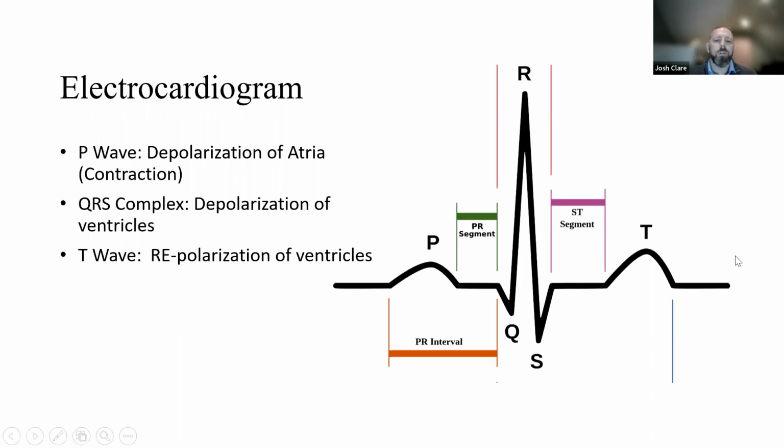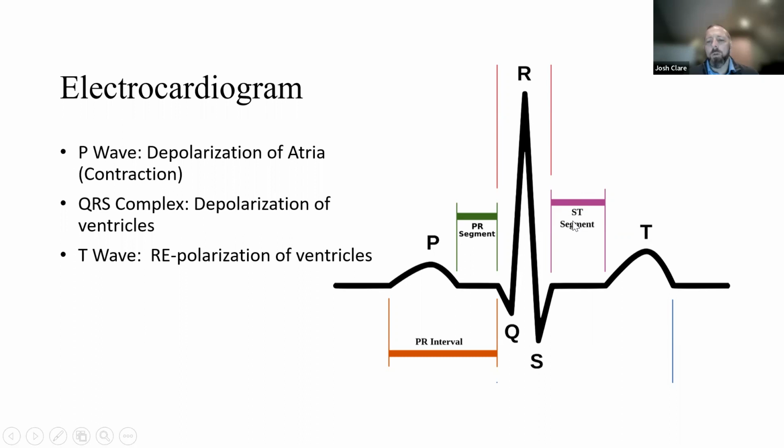So the P wave here is depolarization of the atria. That's when the atria is going to contract. The QRS complex here is the depolarization or contraction of the ventricles. And then the T wave over here is the repolarization of the ventricles. So we also have the PR intervals, PR segments, ST segments.